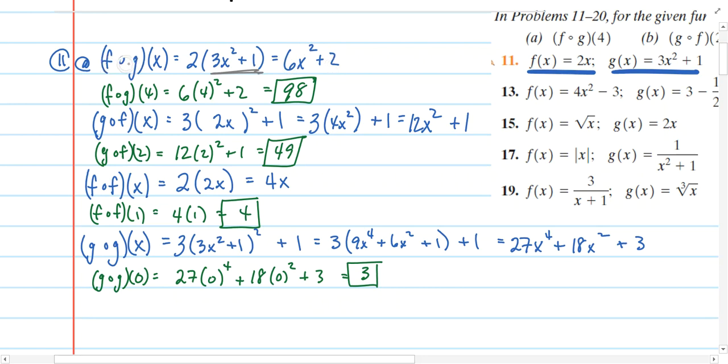Well, now that I know that f composed with g at x is 6x squared plus 2, then when I need to evaluate f composed with g at 4, I can simply change the letter x to the number 4 and evaluate the result.